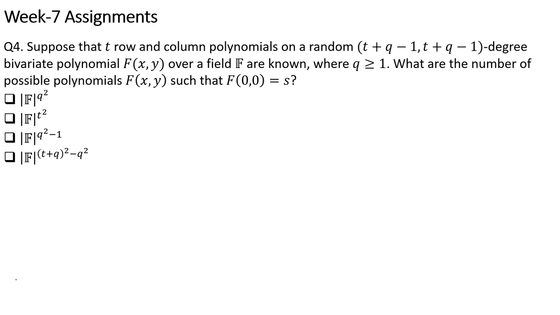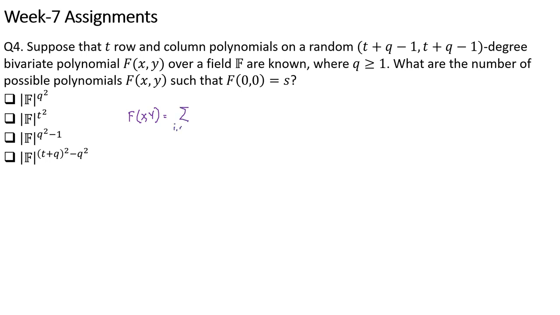Next question. It says that suppose that t row and column polynomials on a random t plus q minus 1 degree bivariate polynomial f(x, y) over a field F are known, where q is greater than or equal to 1. What are the number of possible polynomials f(x, y) such that f(0,0) equals s? So we are dealing with polynomial f(x, y). This is a bivariate polynomial where the degree of both x and y is t plus q minus 1.